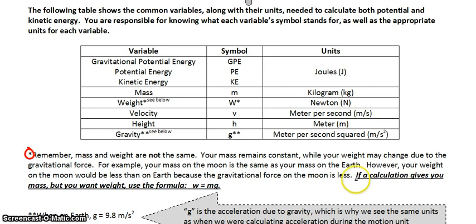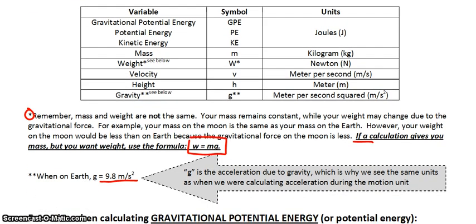Last thing it says here is, if a calculation gives you mass, but you want weight, use the formula W equals mass times gravity. So if you know your mass in kilograms, just multiply that by gravity, which we just said was 9.8 meters per second squared, and that will give you your appropriate weight in newtons. And we'll be doing some labs where you'll be calculating that as well.